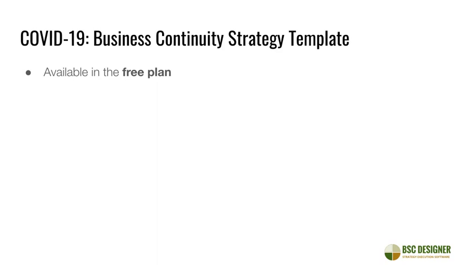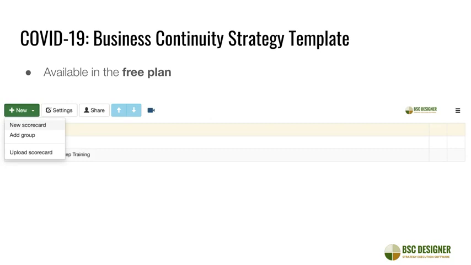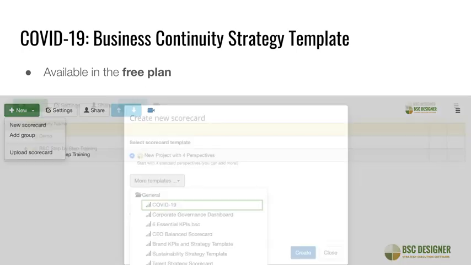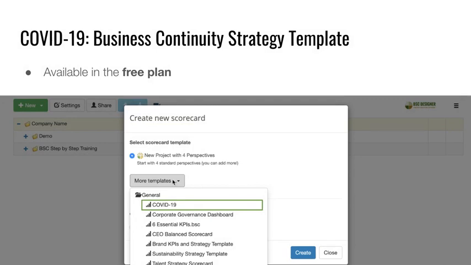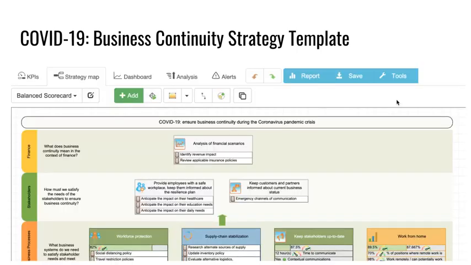First of all, just to mention that this template is available in the free plans, so no need to buy any software. You can get it with a free plan of BSC Designer. So how to get this template? You need to sign up with an account in BSC Designer online. If you already have an account, just log in. And once you're inside, you need to go to new scorecard, then pick this option, more templates, and you will see this template, COVID-19.